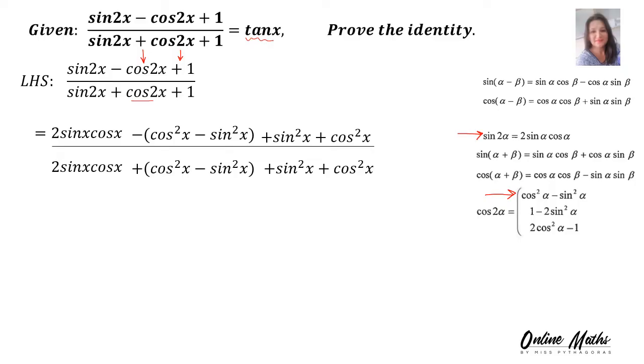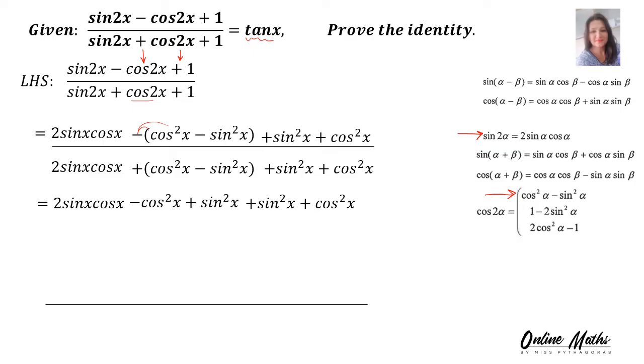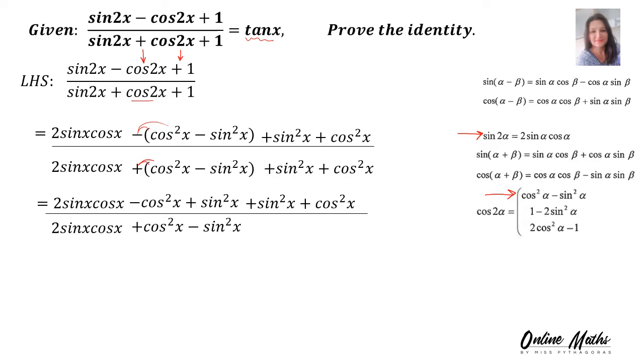Then in the next step, I'm going to multiply in the minus. So you end with 2 sin x cos x minus cos squared x plus sin squared x plus sin squared x plus cos squared x, everything over 2 sin x cos x, and then you multiply in the plus cos squared x minus sin squared x, and sin squared x plus cos squared x.